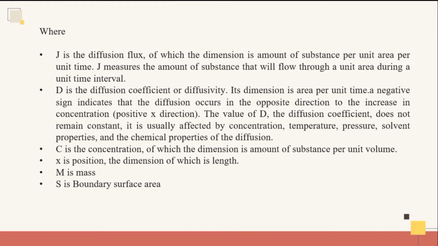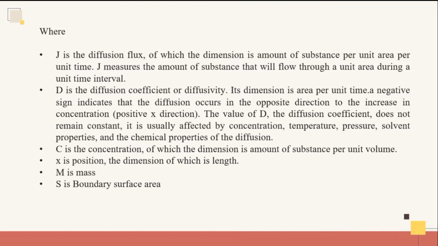J is the diffusion flux, of which the dimension is amount of substance per unit area per unit time. J measures the amount of substance that will flow through a unit area during a unit time interval. D is the diffusion coefficient or diffusivity. Its dimension is area per unit time. A negative sign indicates that the diffusion occurs in the opposite direction to the increase in concentration.